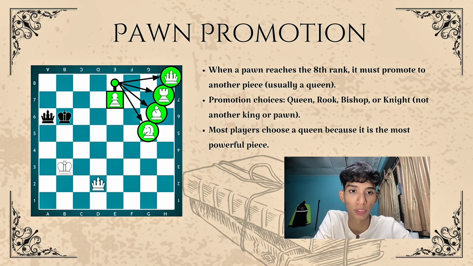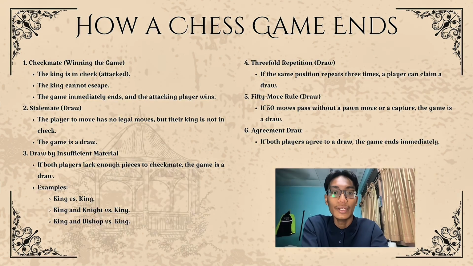Okay, for pawn promotion, when a pawn reaches the 8th rank, it must promote to another piece, usually a queen. Promotion choices are queen, rook, bishop or knight, not another king or pawn. Most players choose a queen because it is the most powerful piece. Now I will explain how a chess game ends.